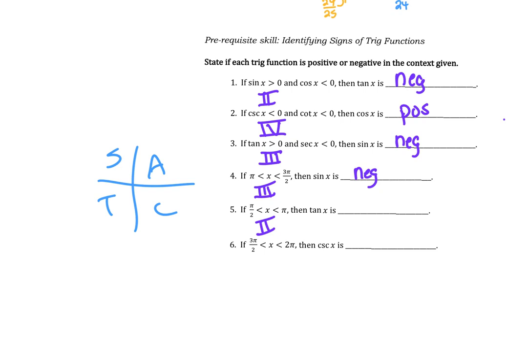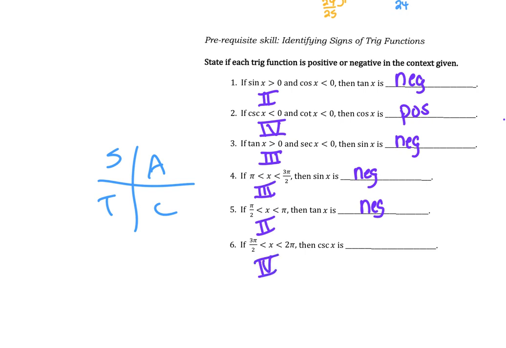Quadrant 2, tangent, positive or negative? Shane? Negative. And lastly, from 3 pi over 2 to 2 pi, what quadrant? Jace, what quadrant is that? 3 pi, I thought it would be 3. Careful, 3 pi over 2 to 2 pi. There you go, quadrant 4.